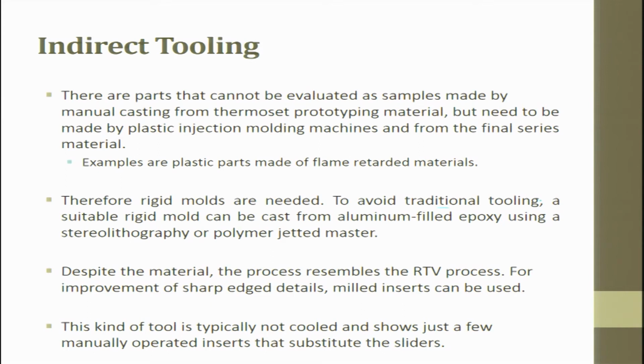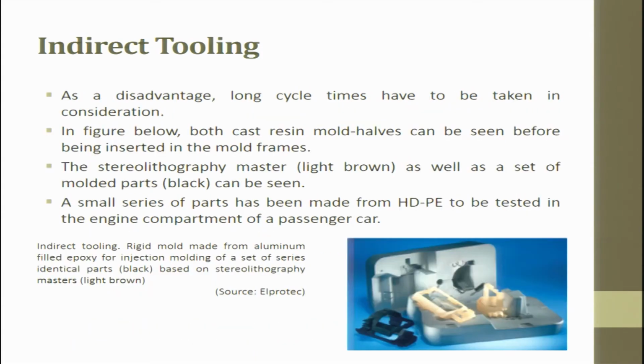To avoid traditional tooling, suitable rigid molds can be cast from aluminum filled epoxy using a stereolithography or a polymer jet master, we can get that. And despite the material, the process resembles the RTV process, which we can use for smaller production. So, in the conventional one, the disadvantage is that long cycle time has to be taken into consideration. The figure below, given as an example here, is through indirect tooling.